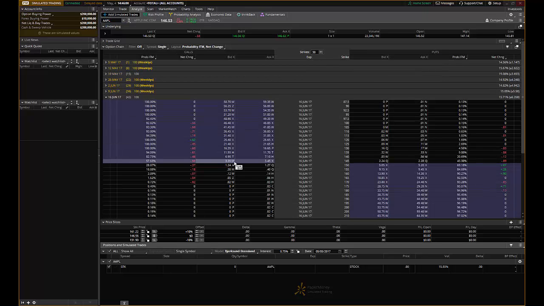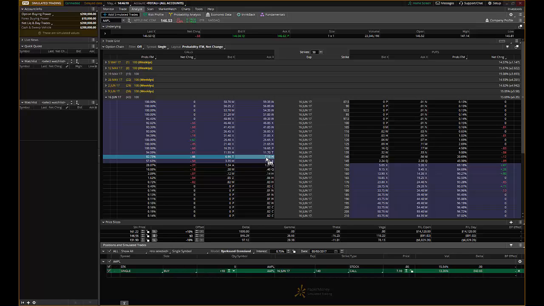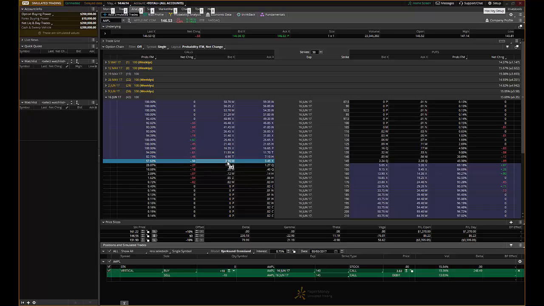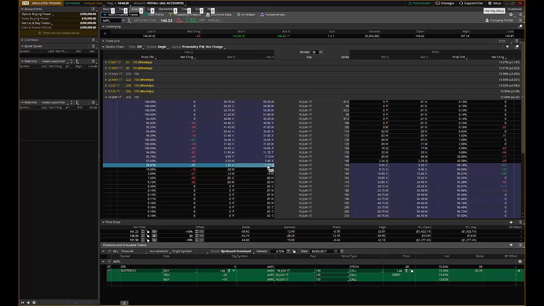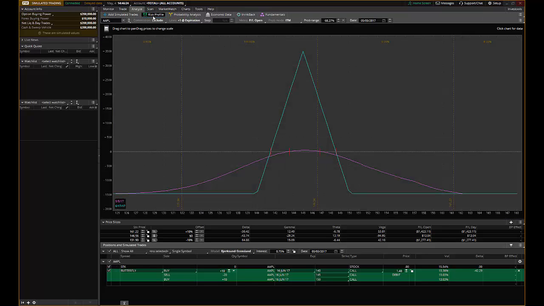And let's say that I want to put on a butterfly. So I think the stock's going to pin, say, at 145. So I'm going to go ahead and buy the 140. Then I'm going to hold down Control on my keyboard and click the 145 twice. While still holding Control, I'm going to click the 150 to buy that strike. And then I'm going to come up here to Risk Profile. And now we see what a butterfly would look like in Apple.